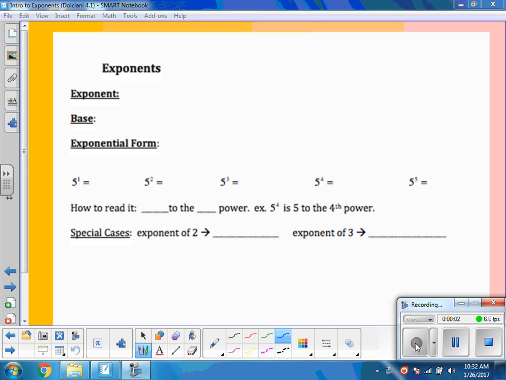Well, hey, it's so good to see you, even though I can't really see you. But let's go ahead and work through some exponents. Let's just go ahead and get rolling here.